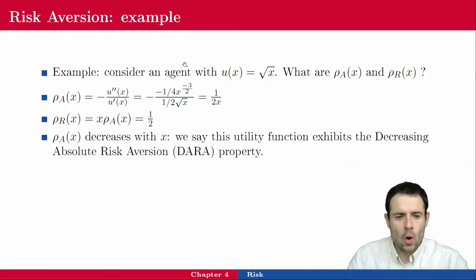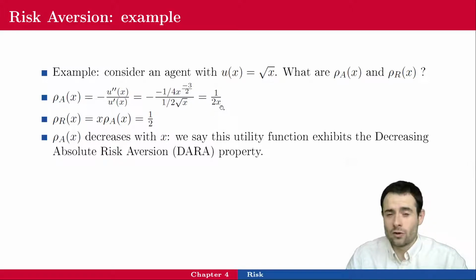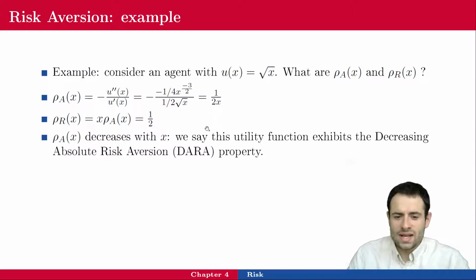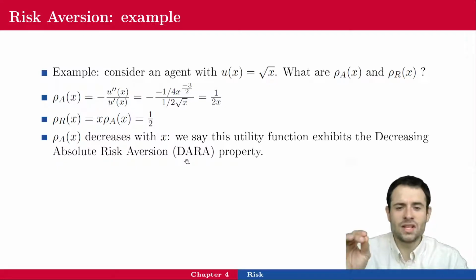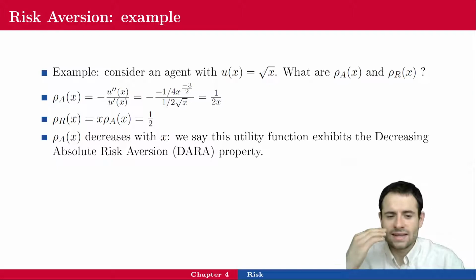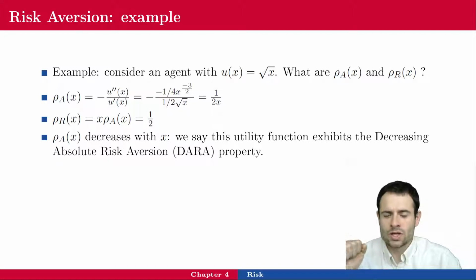Note that rho A, here, 1/2x, is decreasing with x. The richer you are, the smaller the risk aversion coefficient. So it means that the richer you are, the less risk averse you get. So we say that this utility function exhibits the decreasing absolute risk aversion property. When you gather the first letter of each word, you get DARA. This utility function in particular, the square root function, is a DARA function. Other utility functions could exhibit a constant absolute risk aversion or an increasing absolute risk aversion. Why not?